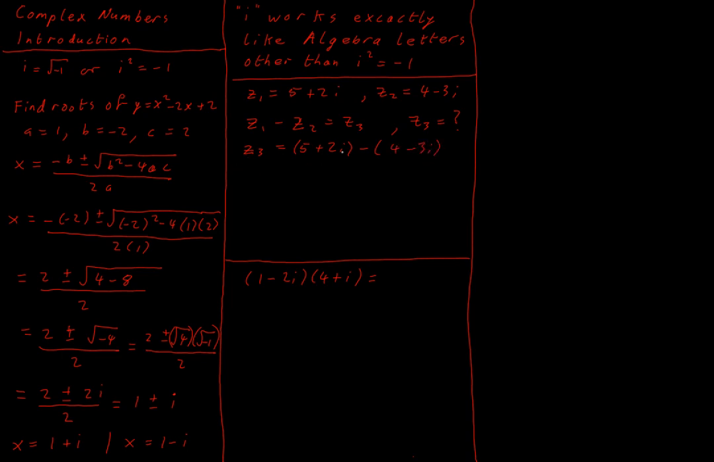This is just an algebra question. Now, these may as well be a's or x's. The i's will behave exactly like algebraic letters. 5 plus 2i. There's nothing multiplying this bracket. There's a minus 1 here. So we end up with minus 4 plus 3i. Minus by plus is minus. Minus by minus is plus.